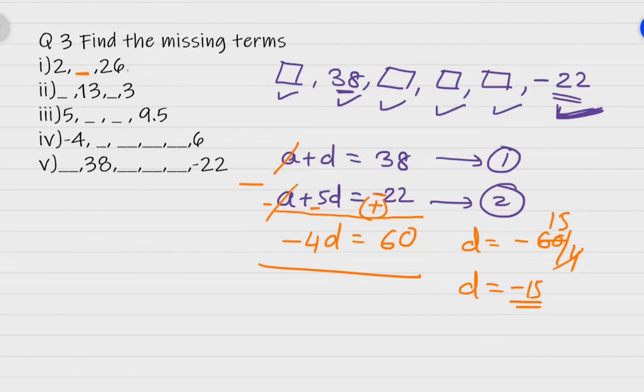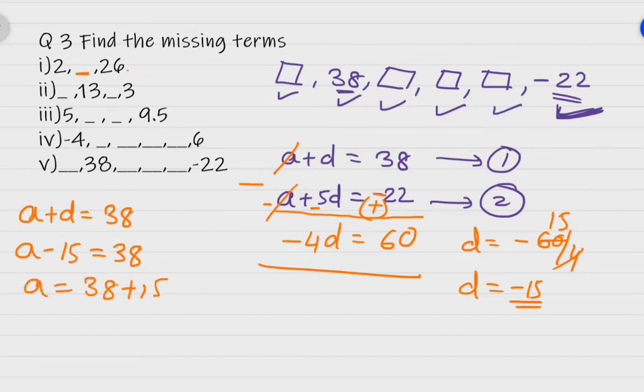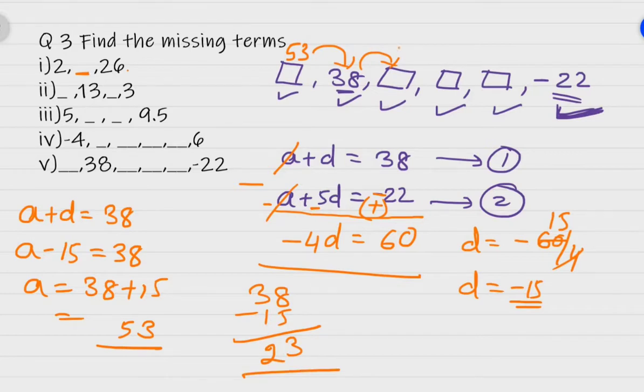Now from here you can calculate each and everything. See, a plus d is equal to 38. Now you know the value of d. So a minus 15 will be equal to 38 and your a will be equal to 38 plus 15. Now see, 8 and 5 is 13, 1 and 4 is 5, 53. The value of a, here you have 53. Now see, 53 minus 15 is giving you 38. Now 38 minus 15 you find out for the third term. 8 minus 5 is 3 and 3 minus 1 is 2. So 23. This one is 23.